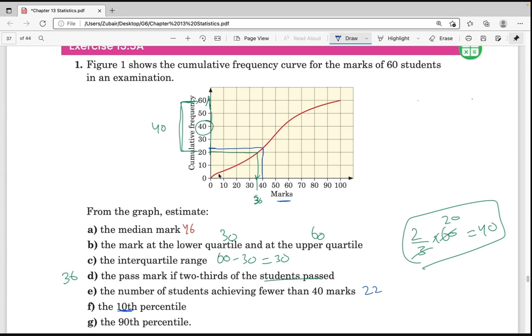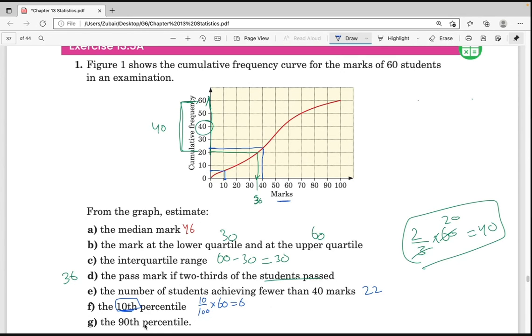10th percentile. So 10 out of 100 of 60, they are 6 students. So for the 10th percentile, we go at 6 and we read this value. Won't it be 10? No, the 10th percentile of the total. So total was 60, and 10th percentile of 60 is 6. 10 out of 100 of 60 is 6. So that is why we went at 6 and we read this value.